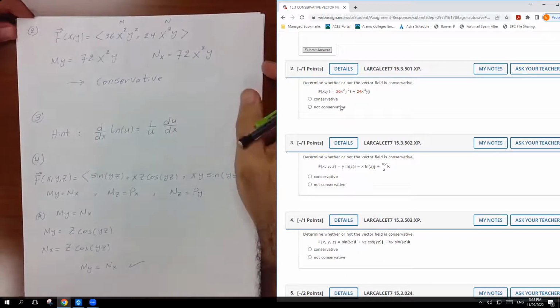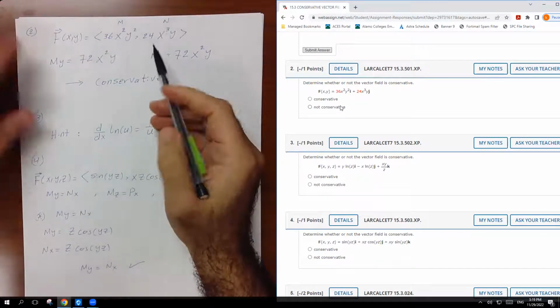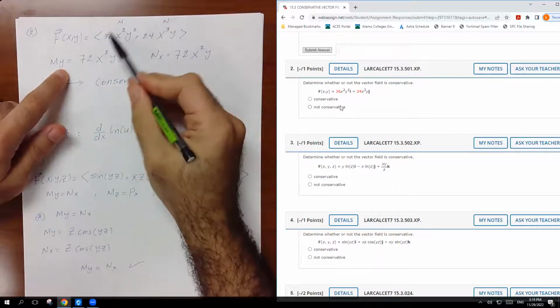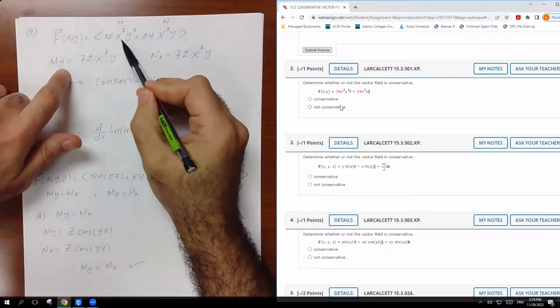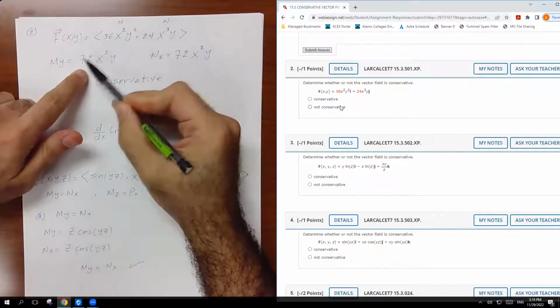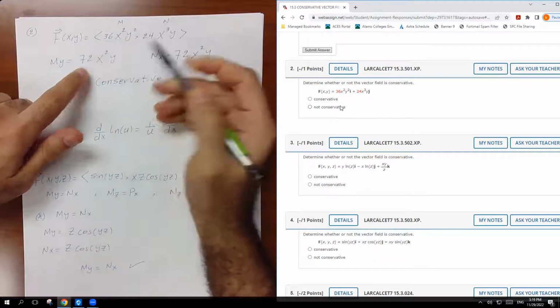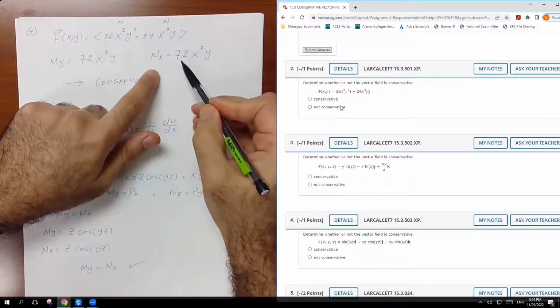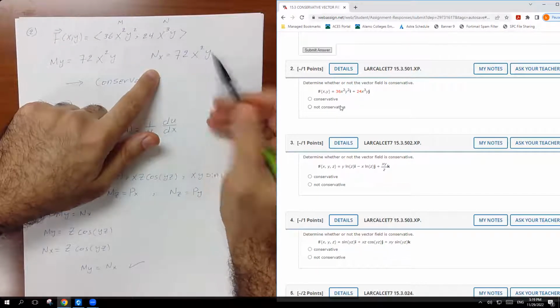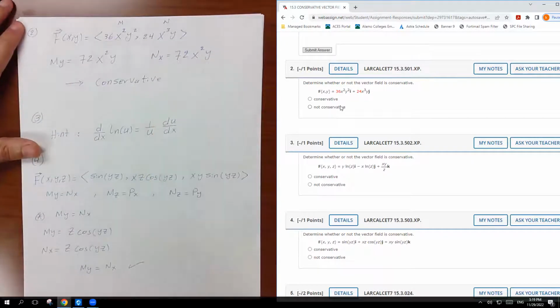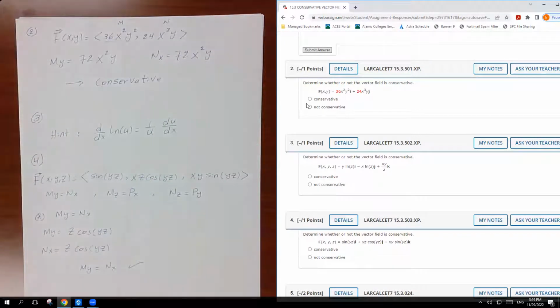I'm going to write down our vector in component form. Here is M and here is N. Find the derivative with respect to y. That means everything else here is a constant. So it's going to be 2 times 36, which is 72x squared y. And N sub x is going to be the same thing, 3 times 24, 72x squared y. M sub y equals N sub x, which means it's conservative. So we're just going to choose this one. That's it for number 2.